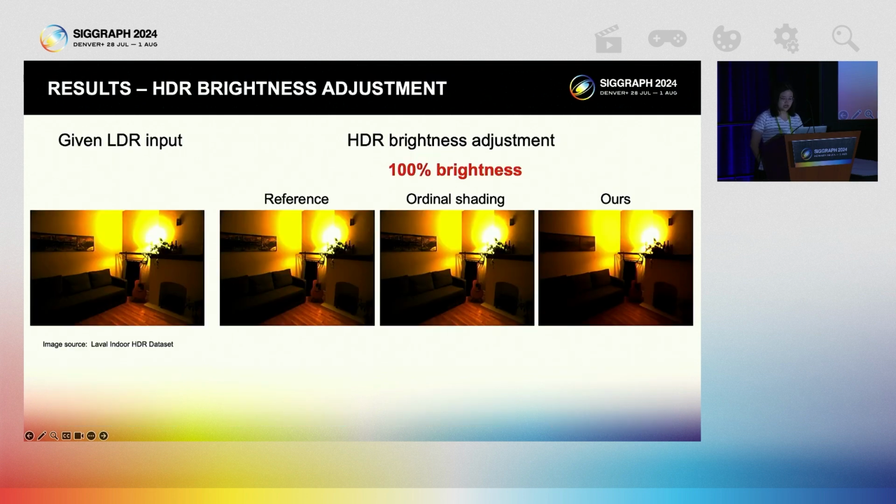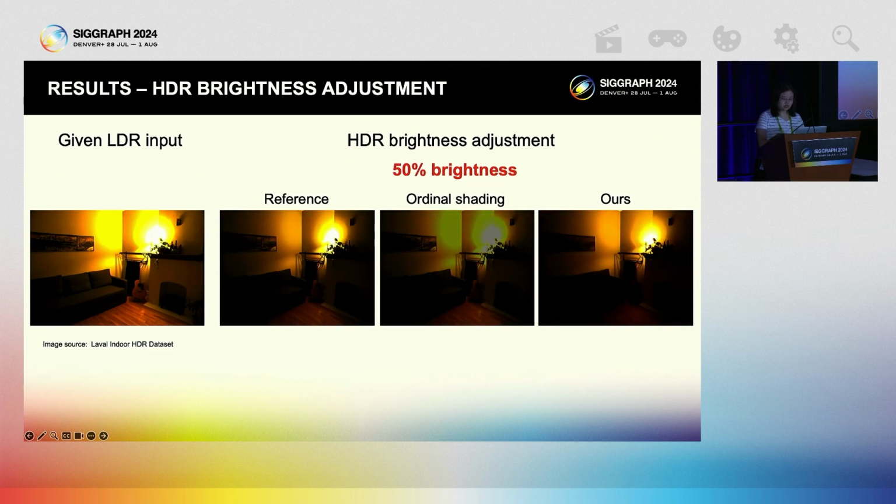In the end, I would like to show an application of HDR brightness adjustment. Given an LDR input image, we first estimate its albedo and shading. Then we adjust the shading. We adjust the input brightness by reducing the brightness of shading. Please focus on the saturated regions on the wall. Now I reduce the brightness by 50%. In the reference image, the wall becomes clear.